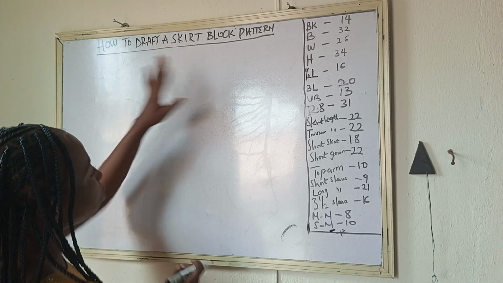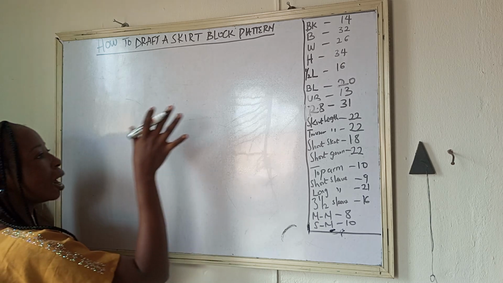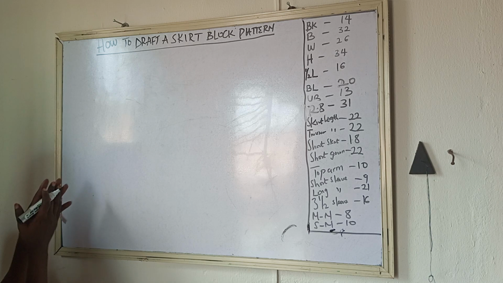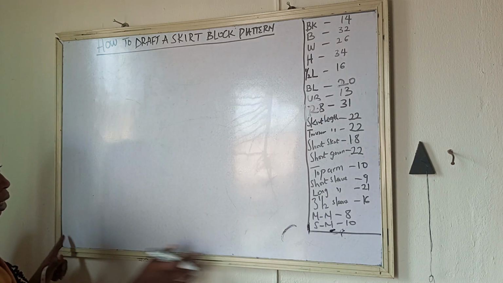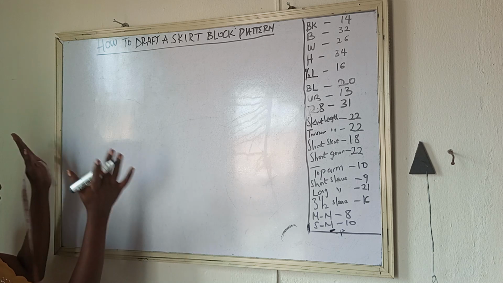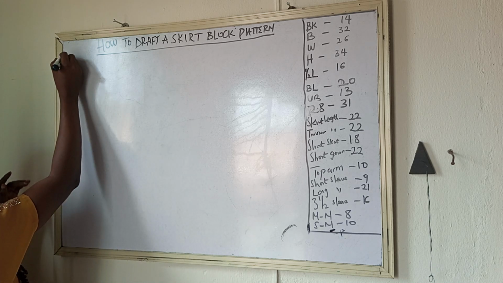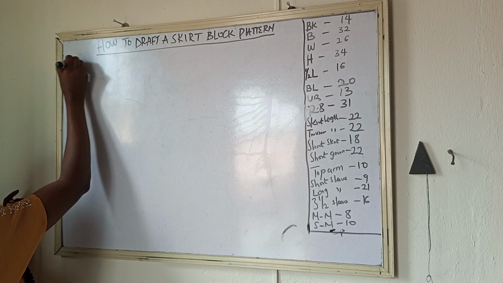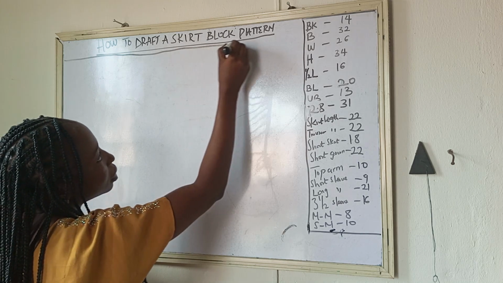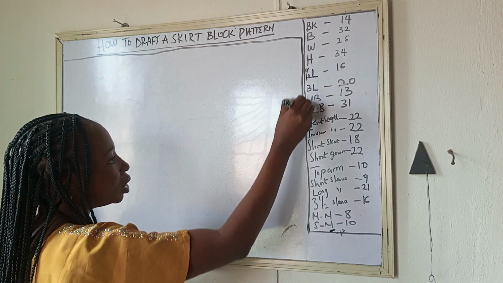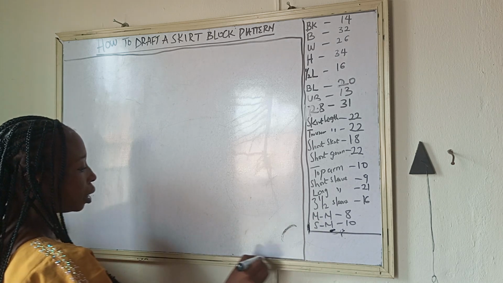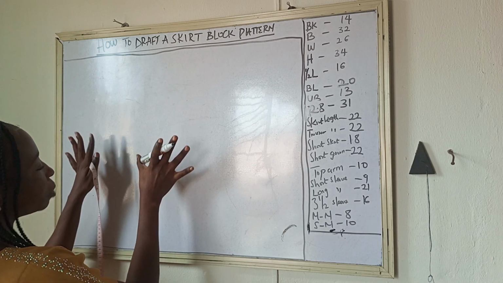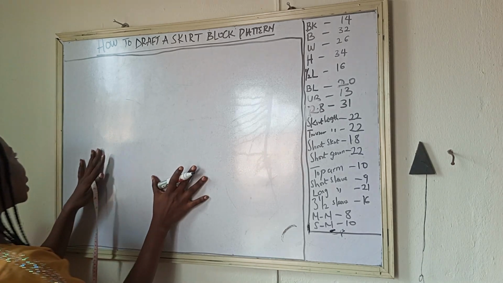So how to draft a skirt block pattern? We're going to be drafting both the front and the back together. So I'm going to be drawing out a guideline. In that box, that's where all my patterns are going to be. So let me just magnetize that thing for me. I'm just trying to create a box. So I'm going to work within that frame. So here it is. In this box, I'm going to be having the front and back pattern.